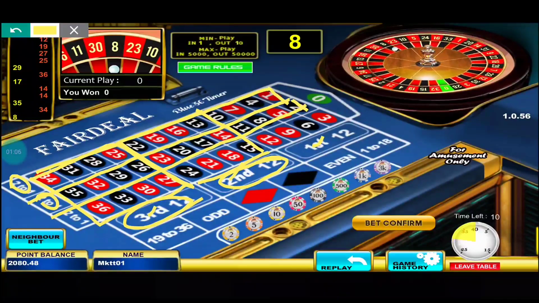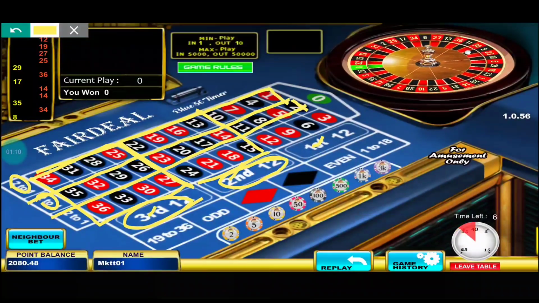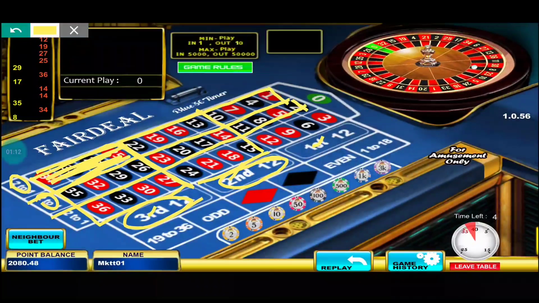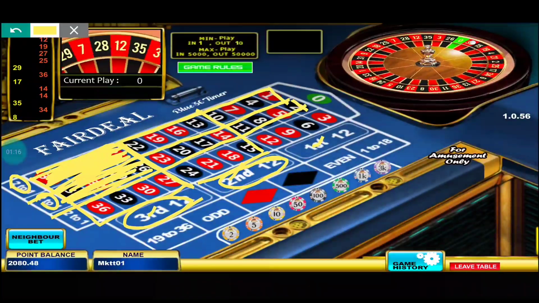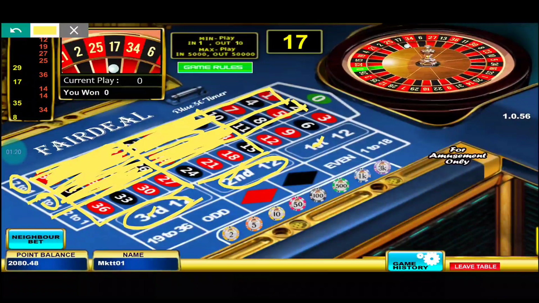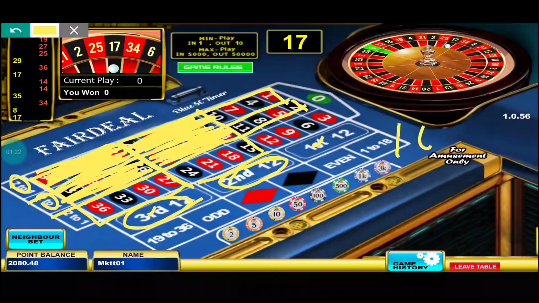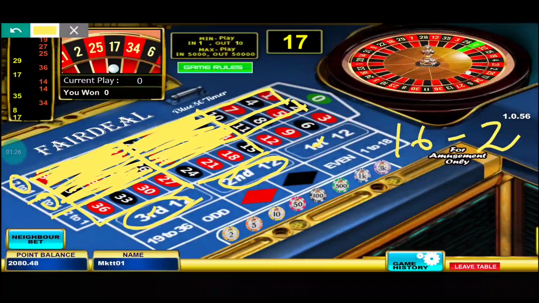So which are my winning numbers? These 4 numbers over here, again these 4 numbers, these 4 numbers, and these 4 numbers. These 16 numbers are my winning numbers, which will give me a profit of 2 units.